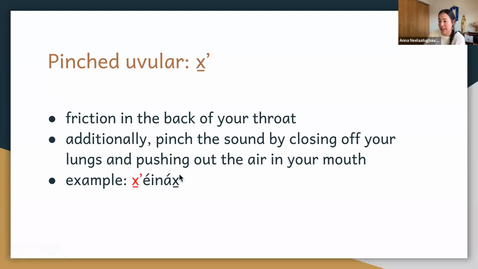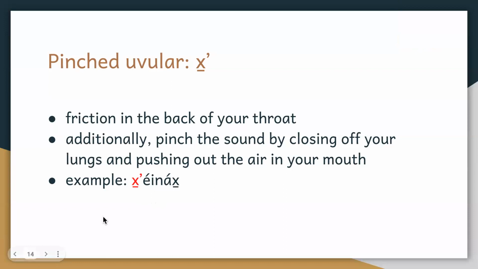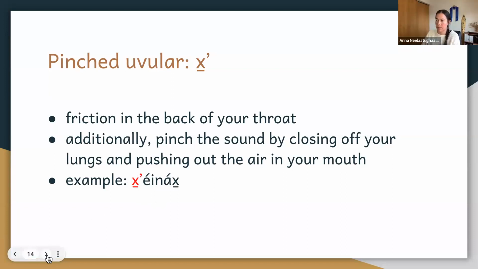The second underlined X is nice and flowy. There's no pinch there. So one more time, repeat after me. Naax. Very good.